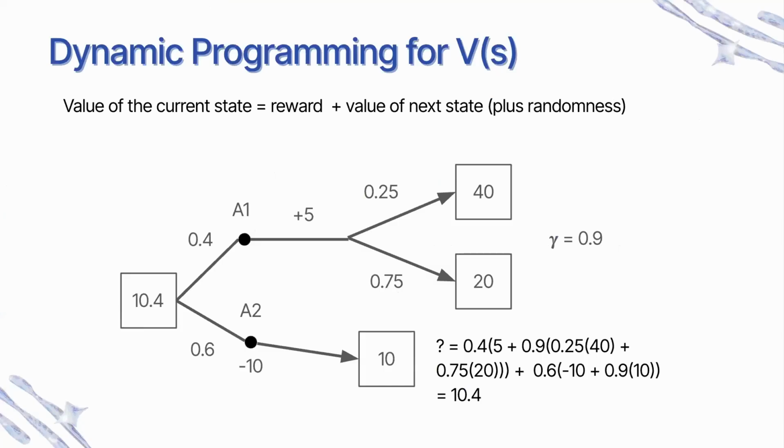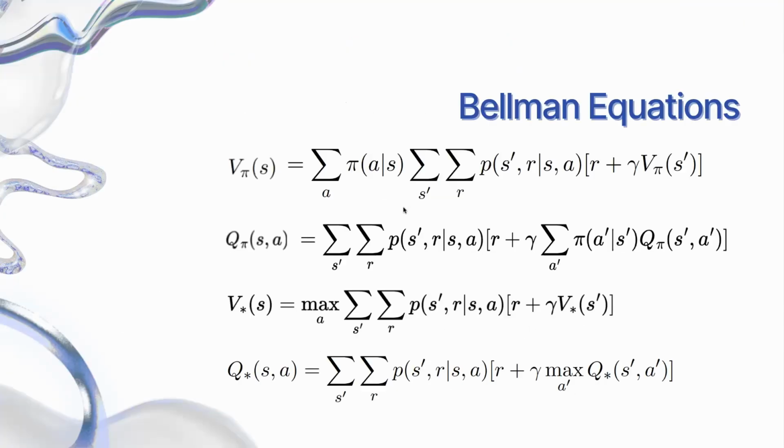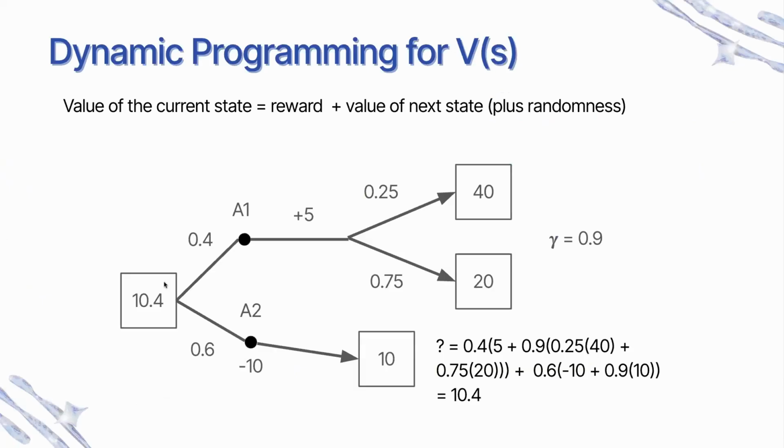So recall, this is just an application. We did this example last week. This is just an application of the Bellman equation for value. The value of the current state is equal to the probability of taking these actions according to the policy, so 0.4 and 0.6, plus the reward you get, in this branch +5, plus the randomness of the dynamics, so 0.25 and 0.75, times the values of the next state.